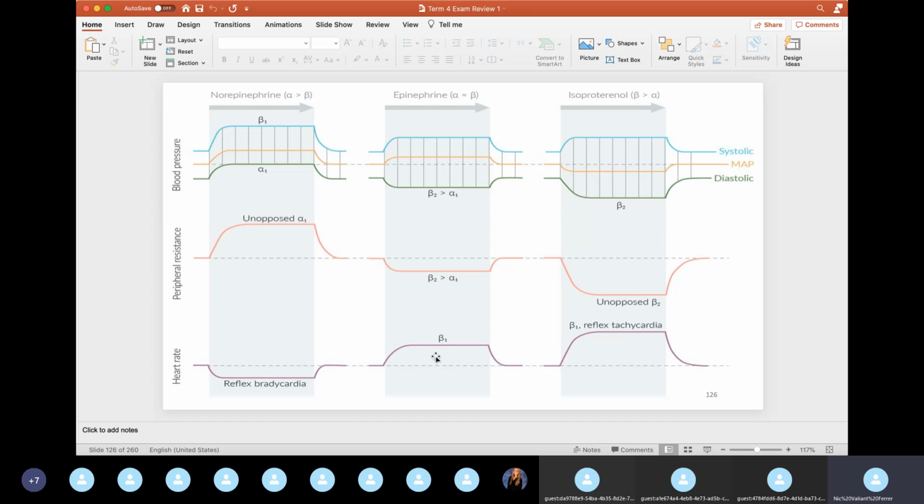Let's look at isoproterenol. Isoproterenol, you have increasing in SBP. The mean arterial pressure is slightly decreased, and the diastolic blood pressure is decreased, right? So for this one, what happens to the peripheral resistance? It is decreased, right? Your MAP is decreased and your DBP is decreased. Both of them are decreased. So you have unopposed beta 2, you have a decrease in peripheral resistance. Therefore, you have a reflex tachycardia. The cardiac tracings are high yield for your exam and also for the step 1.